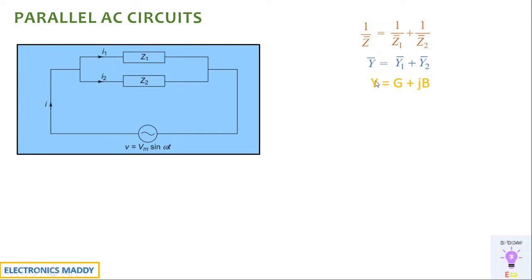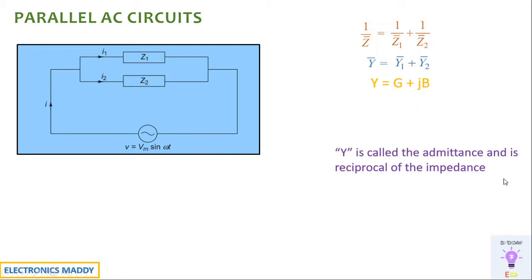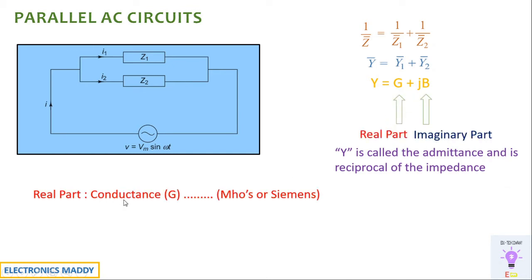Y bar is called the admittance, and it has both a real part and an imaginary part, just like impedance has a real part, the resistor, and an imaginary part, that is J into XL or XC, the reactance. Similarly, admittance has a real part and an imaginary part. Y is the reciprocal of the impedance. The real part is called conductance, and the imaginary part is called susceptance. Both are measured in mho or Siemens, so you can represent them in either unit with respect to the problems you're solving.